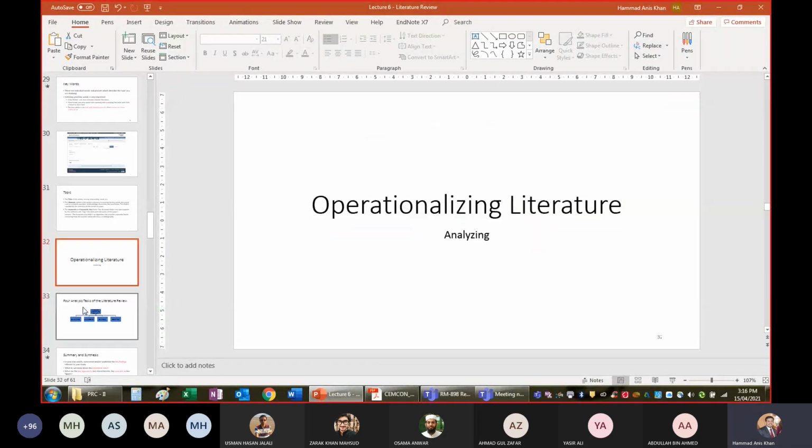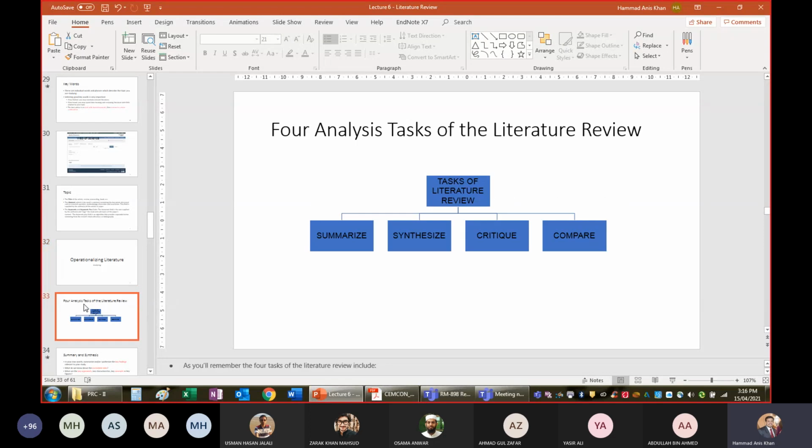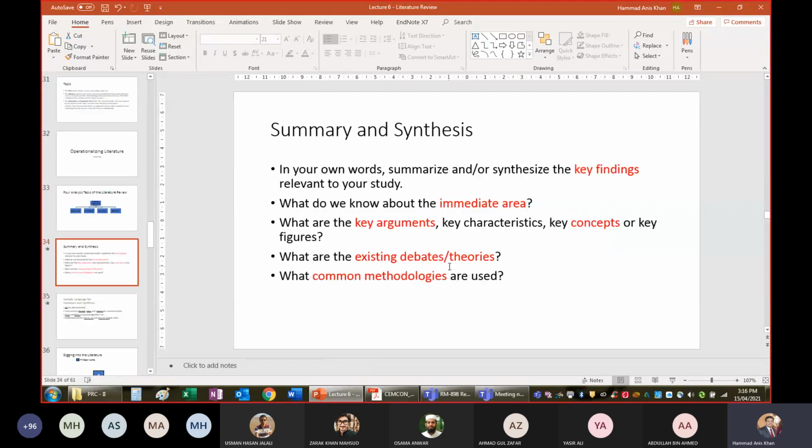Okay, so the second part of the lecture is analyzing the literature review. There are four analysis tasks of a literature review: summarize, synthesize, critique, and compare. Summarize in your own words. You should use your own words to summarize the key findings of the paper. What do you know about the immediate area? What are the key arguments, key concepts? What are the existing debates, theories, common methodologies?